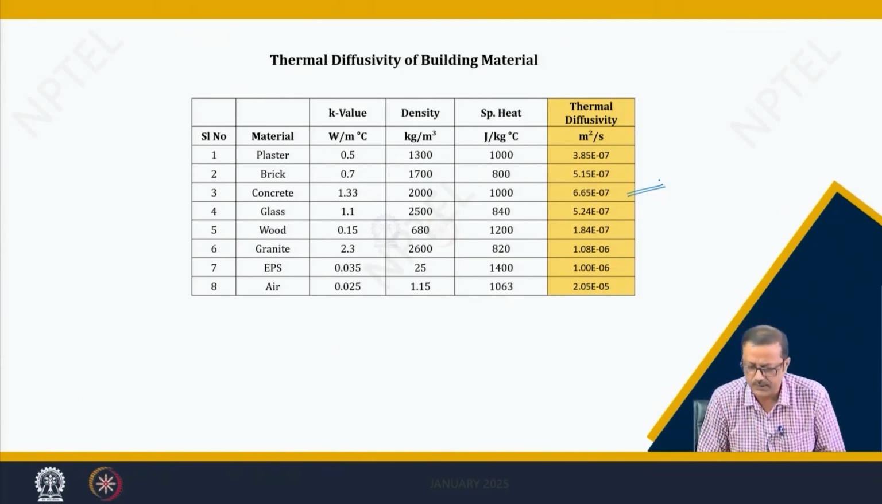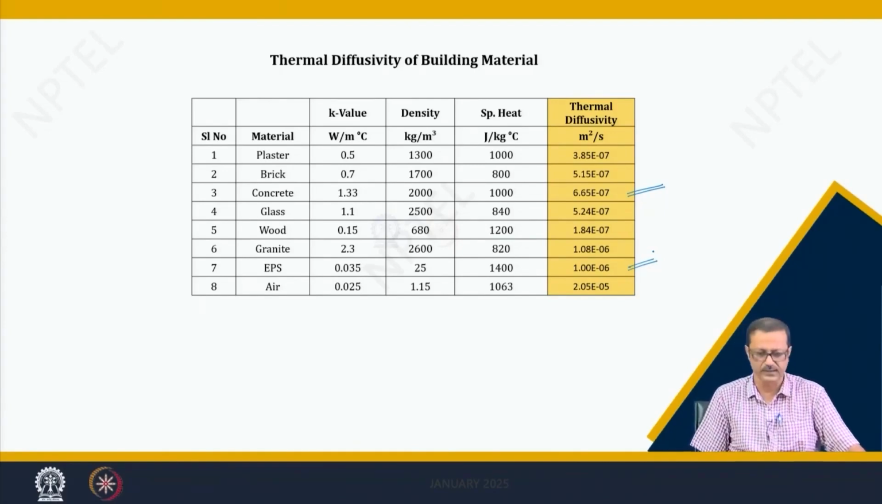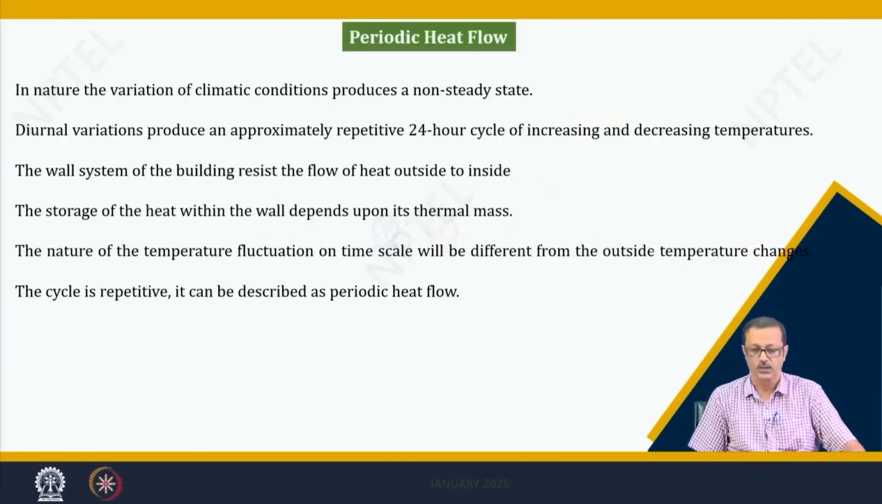If you see the lowest one, again it is the EPS, the expanded polystyrene. It will be very slow; it will heat up one layer and then go to the next layer, almost 660 times slower, maybe not 6 times.